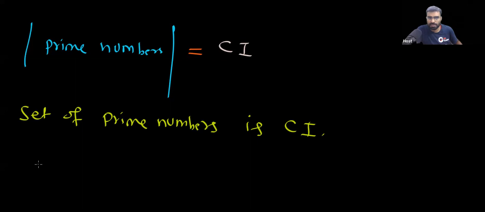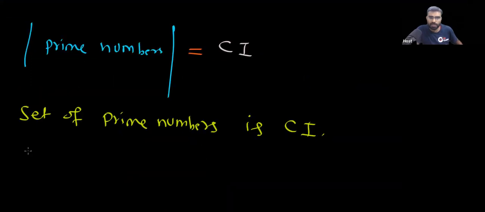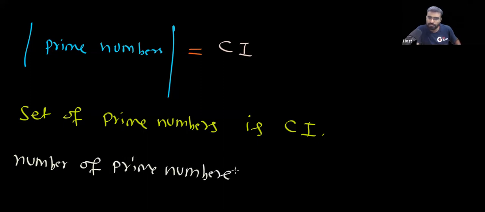So can I say the number of prime numbered rooms is the same as the number of buses?